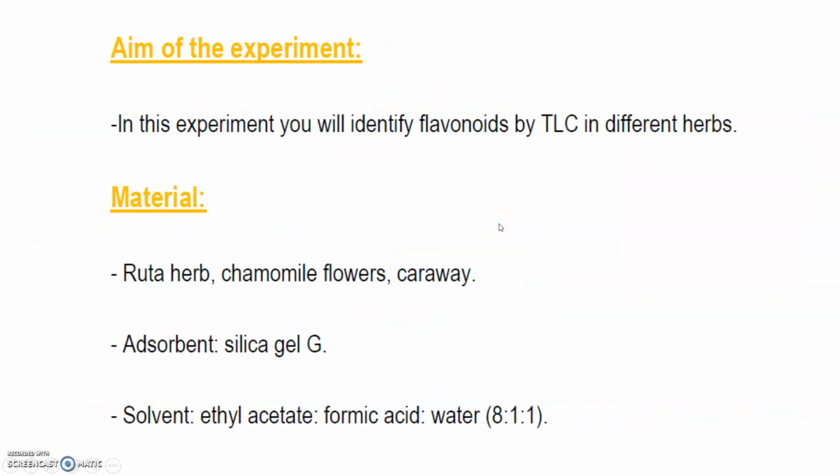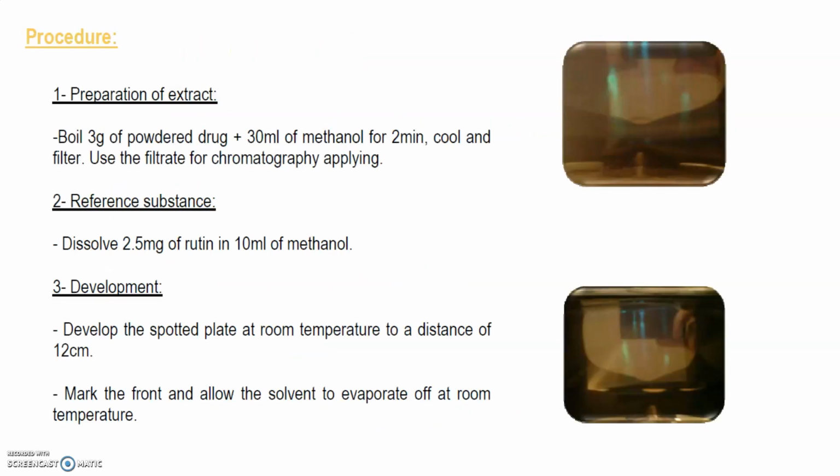Now friends, the aim of this experiment. In this experiment, you will identify flavonoids by TLC in different herbs. The materials required: you need ruta herb, chamomile flowers, caraway, adsorbent silica gel G, and the solvent ethyl acetate, formic acid and water in the ratio 8:1:1.